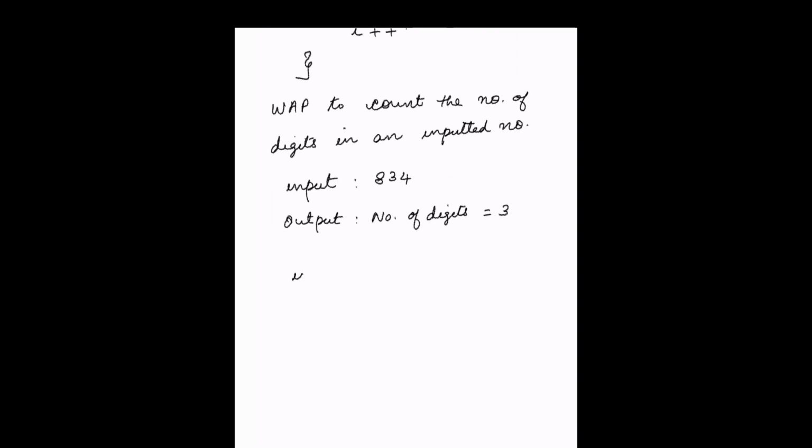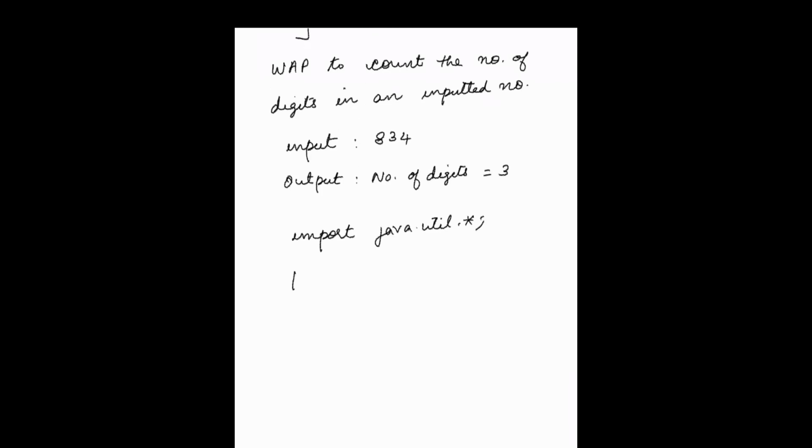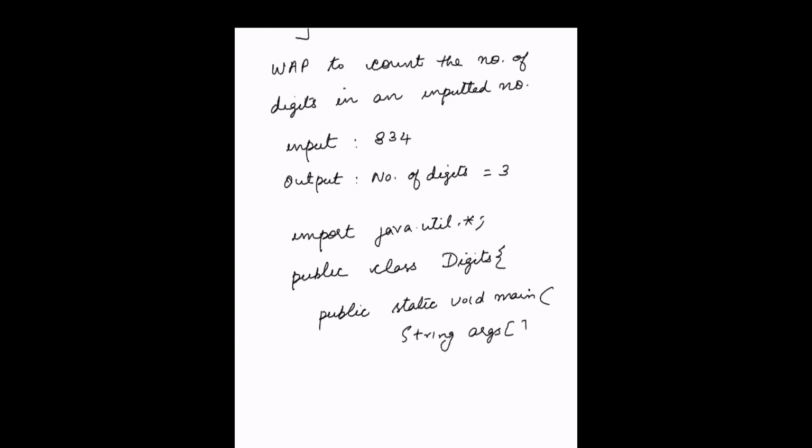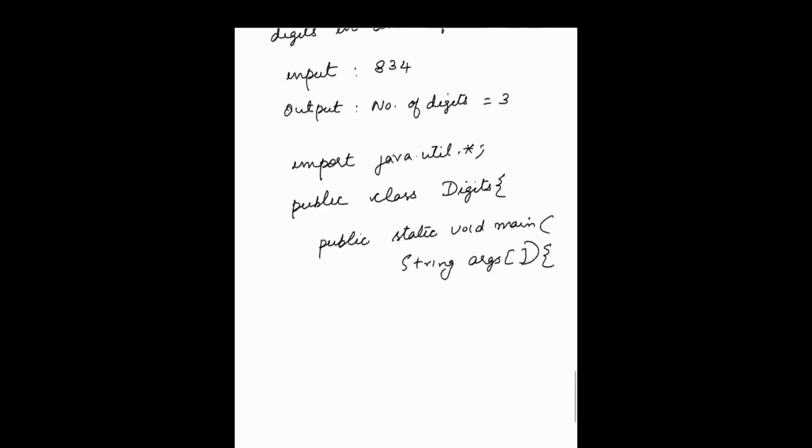So obviously the first statement would be import java.util.*. Then you will write the class name, public class Digits. Then you write public static void main, String args. Start the curly bracket. Create a scanner object, Scanner in equal to new Scanner(System.in).